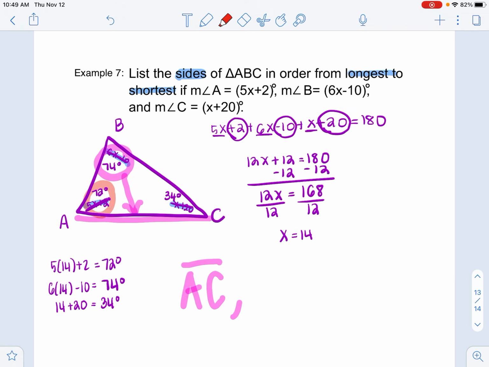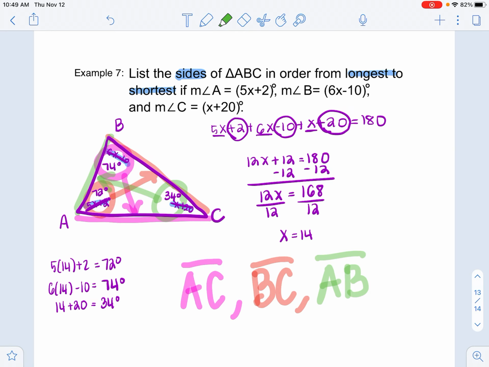Next, I want my next biggest angle. That's this one, that's 72. The side opposite of that is BC. So my next biggest side is BC. And last but not least, my smallest side is the only one left over, and that's opposite of my 34-degree angle, which is side AB or BA.